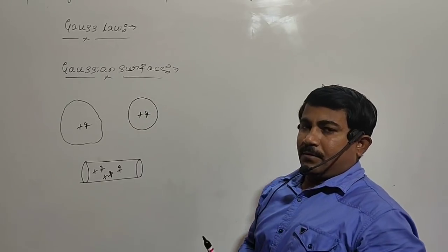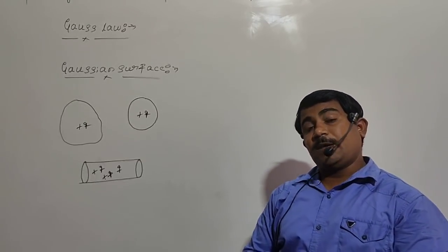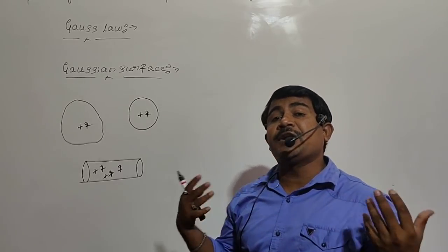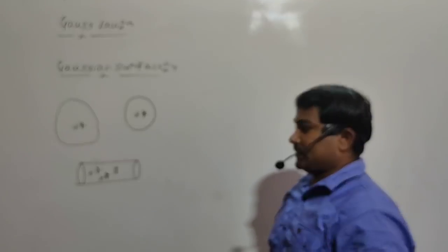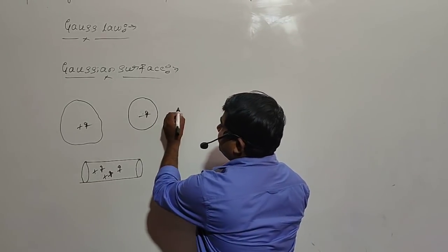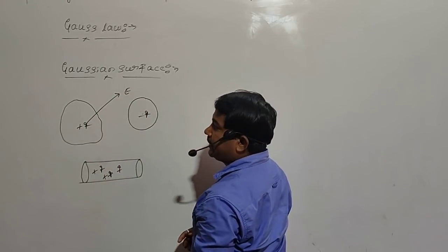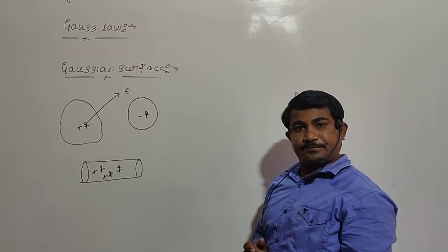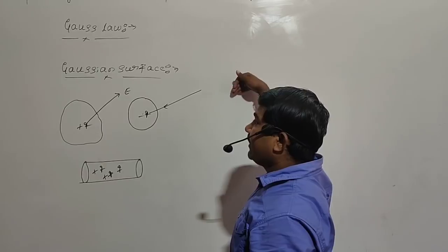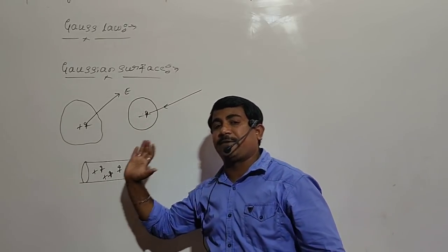First of all, if a charge is positive, electric field intensity acts radially outward. If a charge is negative, then electric field intensity is taken radially inward. For positive charge and negative charge, how to take the direction of electric flux? For positive charge, the electric field intensity acts like this, and flux can be taken radially outward. Similarly, for negative charge, electric field intensity acts radially inward, then flux can be taken inward. So, for positive charge, flux is radially outward, for negative charge, flux is radially inward.